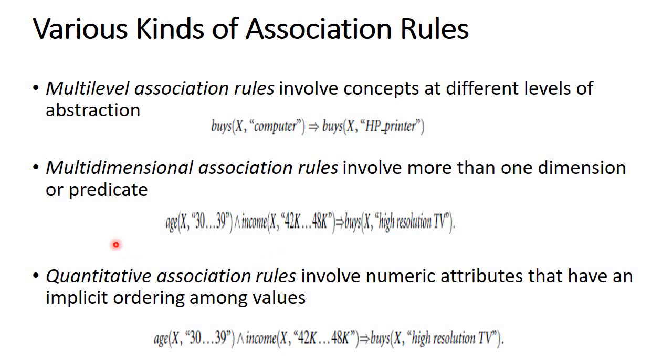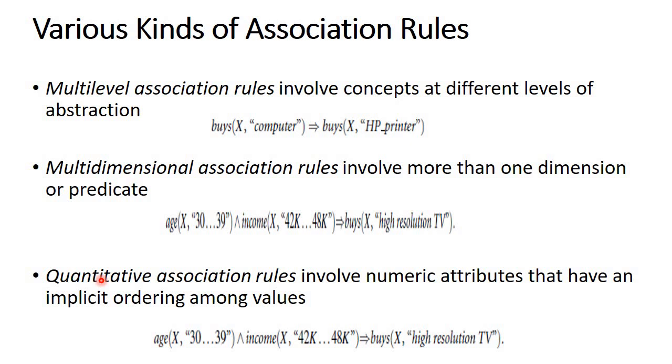Now, what do you mean by multi-dimensional association rule? When an association rule consists of more than one dimension, then it is said to be a multi-dimensional association rule. Here, age, income, and buys are the three dimensions, the three attributes that are present in the association rule, and that is why it is multi-dimensional in nature.